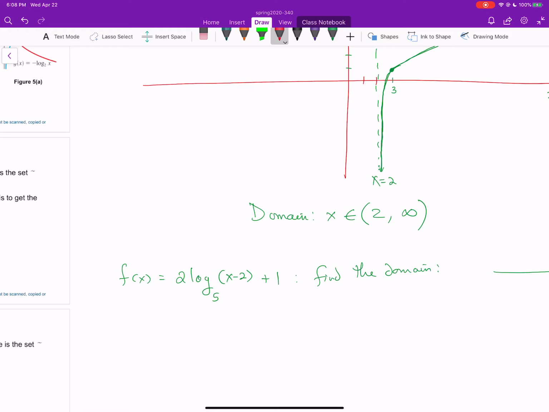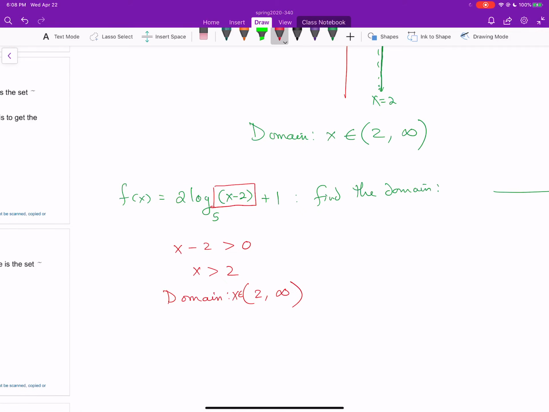So whatever I have in my log expression, I'm always going to look to the argument. In this case, my argument is x minus 2, and I want to make sure that it obeys the rules of what a log function should look like. That means that the input should always be greater than 0. So I set x minus 2 greater than 0, and I end up with x greater than 2, so I know that the domain is x belonging to (2, infinity).